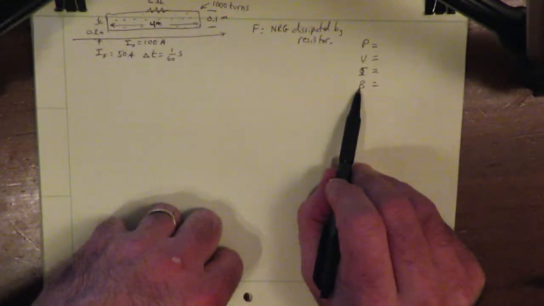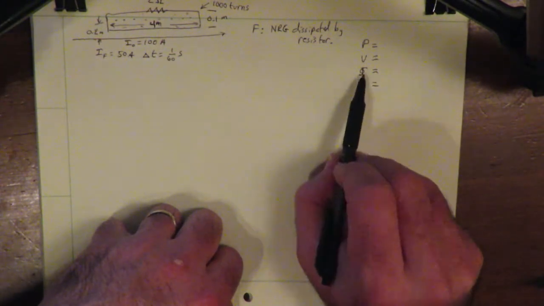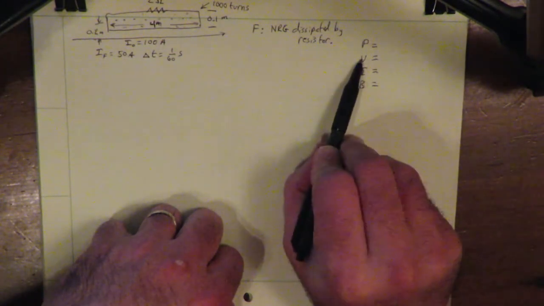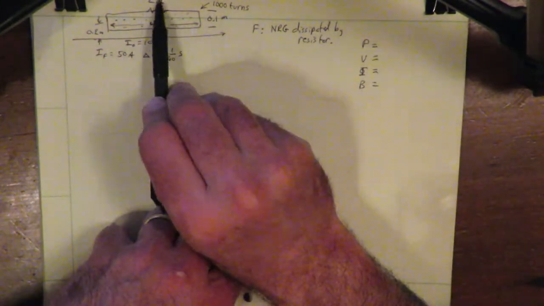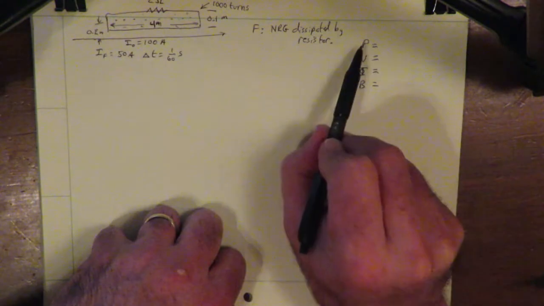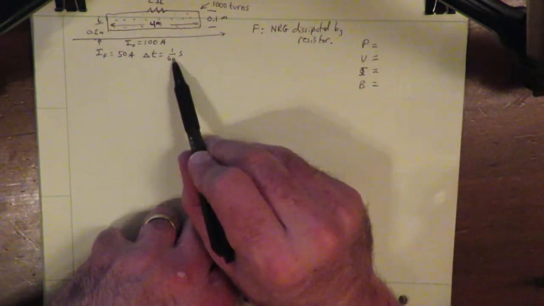If we can figure out the initial magnetic field and the final magnetic field, that will tell us the change in the flux. If we know the change in the flux, it'll tell us the voltage that exists in the loop. If we know the voltage and we know the resistance, we can figure out the power. And if we know the power and the time that the power existed, which is 1/60th of a second, then we can figure out the energy.